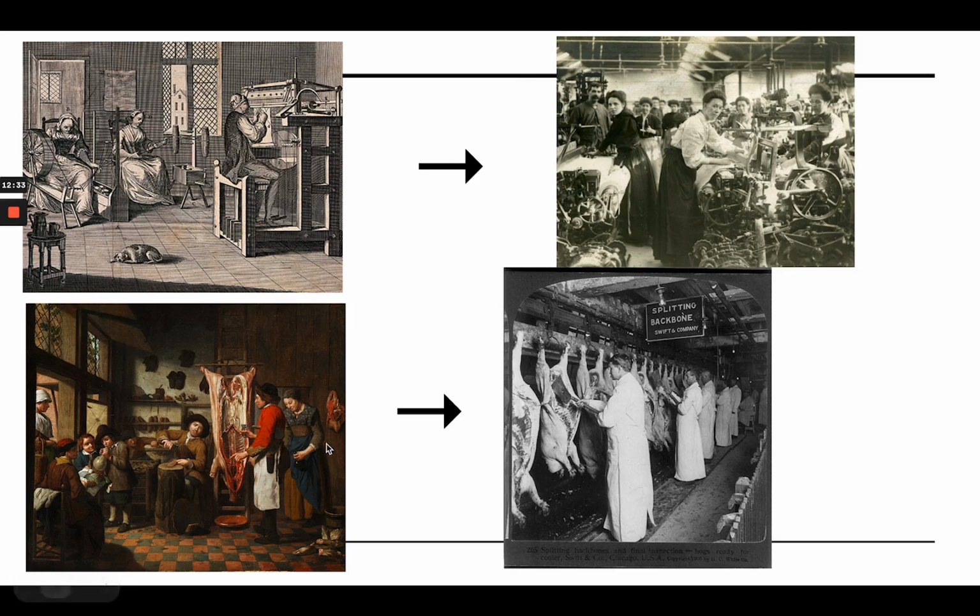We see the same thing here. A family butcher shop may be a partnership between these two men, maybe a sole proprietorship, but it's done in a small setting. When we move to the modern corporation, we can be much larger and have much, much more scale. We see a factory slaughterhouse, this one being the American Swift meatpacking company.